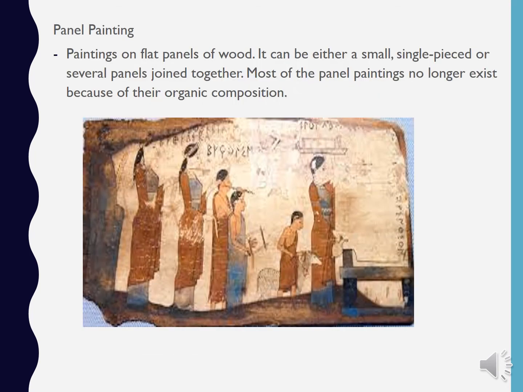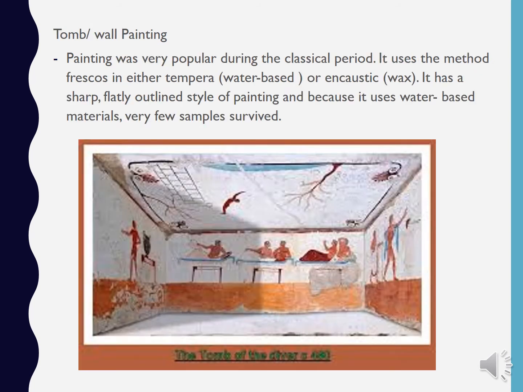Next is panel painting. Paintings on flat panels of wood. It can be either a small, single piece or several panels joined together. Most of the panel paintings no longer exist because of their organic composition.